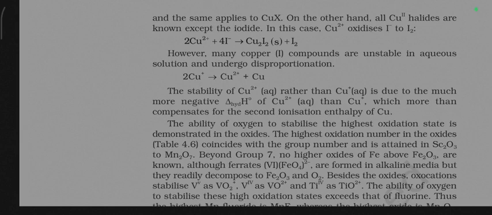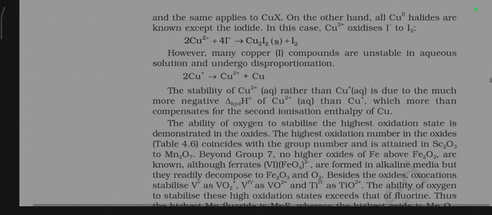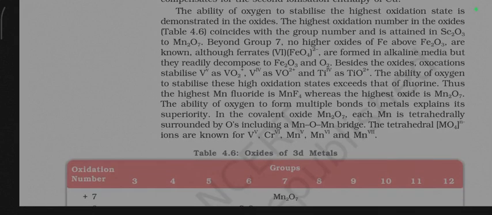However, many copper(I) compounds are unstable in aqueous solution and undergo disproportionation. The stability of Cu2+ rather than Cu+ is due to the much more negative hydration enthalpy of Cu2+ than Cu+, which more than compensates for the second ionization enthalpy of Cu.